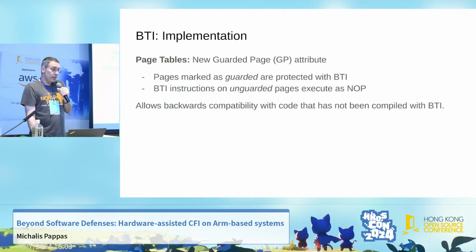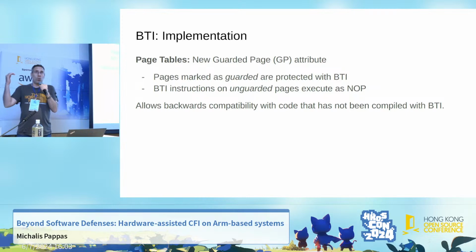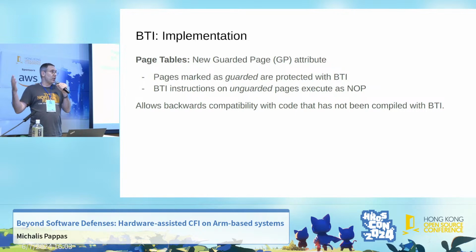In addition to the BTI instruction, there is also a page table attribute called guarded page. So when you create your page tables, if you map a page and mark it as guarded page, then it will be protected with BTI. Any pages that don't have this guarded page attribute enabled are not protected by BTI, and BTI instructions there will be ignored. And this allows, again, for backward compatibility and so on and so forth.